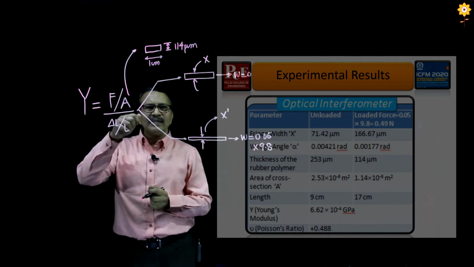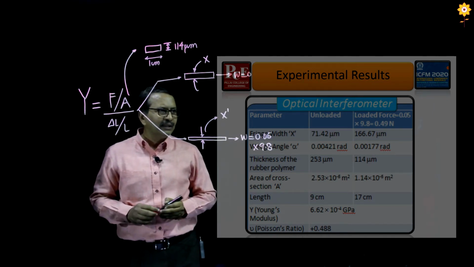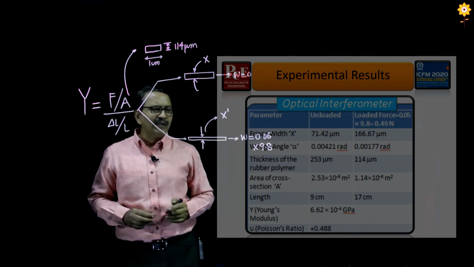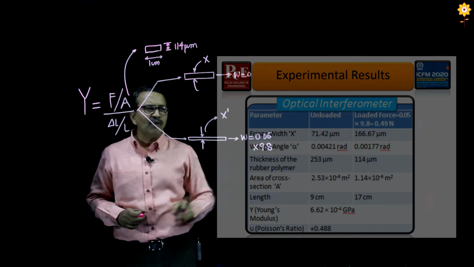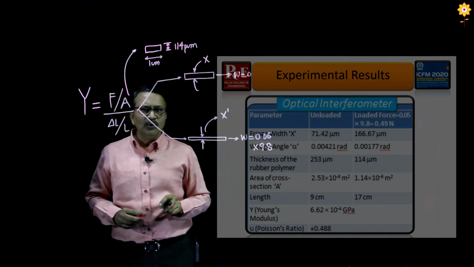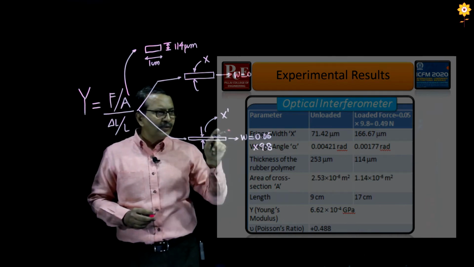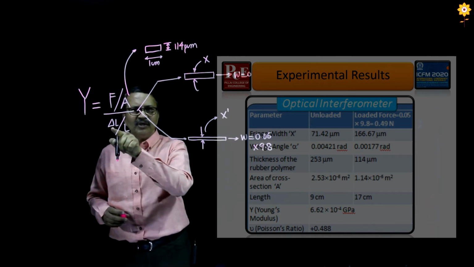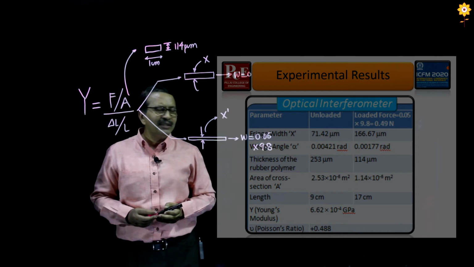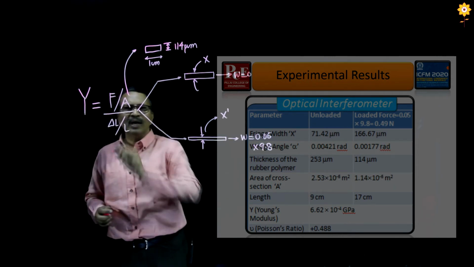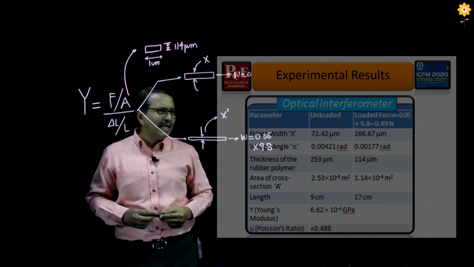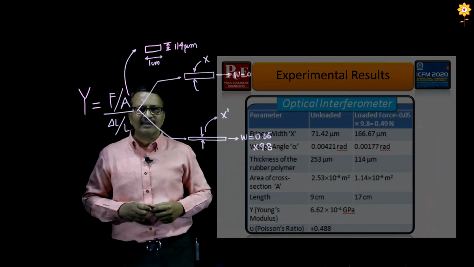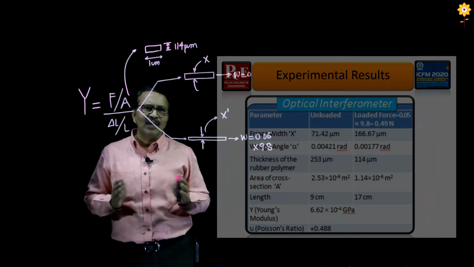Now the delta L, we simply used a ruler. The value is given over here. The unstretched length was initially 9 centimeters. And when I subjected it to a force of 0.49 Newton, the new length was 17 centimeters. So I find out delta L, substitute it over here, divided by the unstretched length, that is 9 centimeters, and that's how I get the value of my Young's modulus. This of course turns out to be 6.62 into 10 raised to minus 4 gigapascal. So this is the way that we are getting the values.